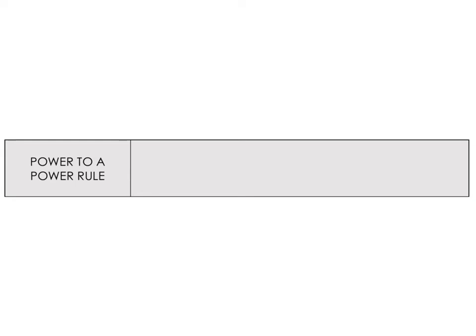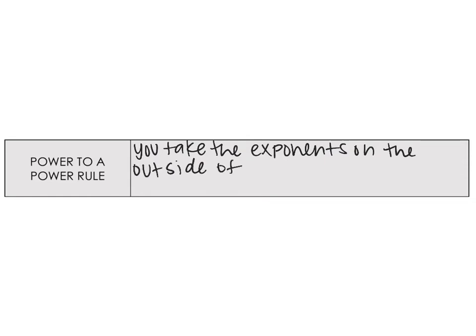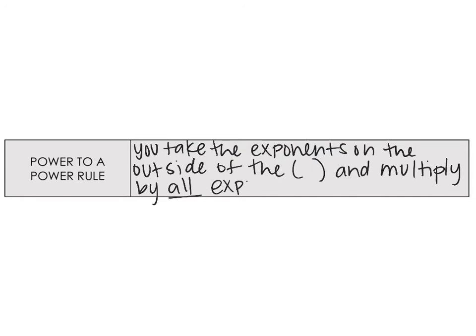Okay, so this is the rule of power to a power. So we could say that you take the exponent on the outside of the parentheses and multiply it by all, that's really important, all exponents inside the parentheses.